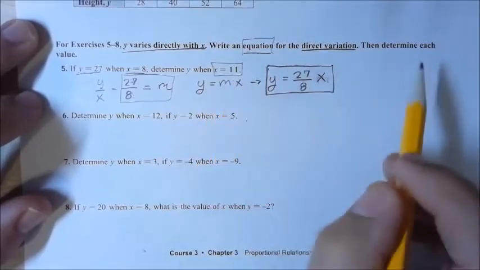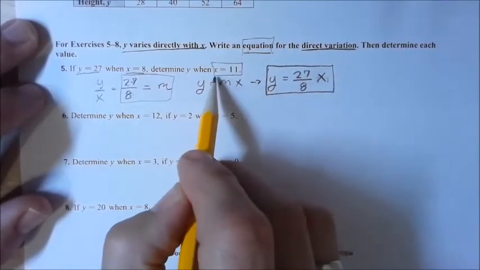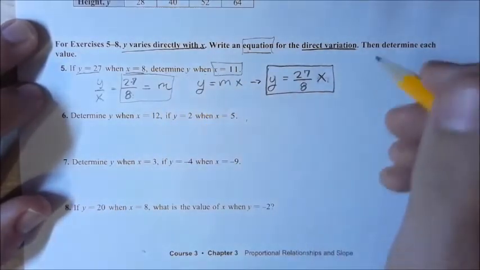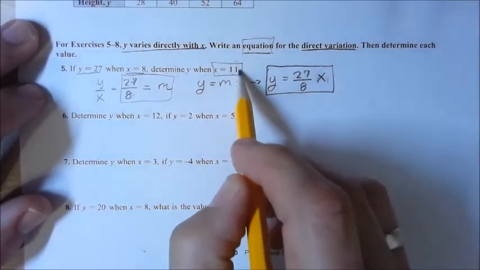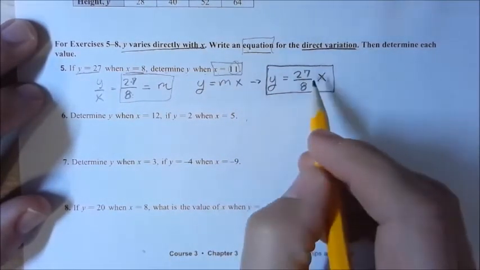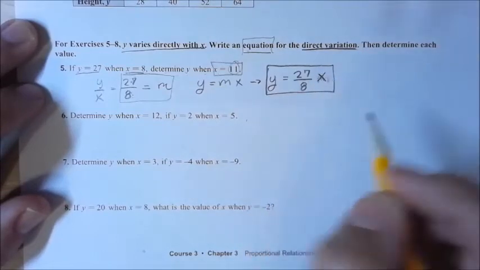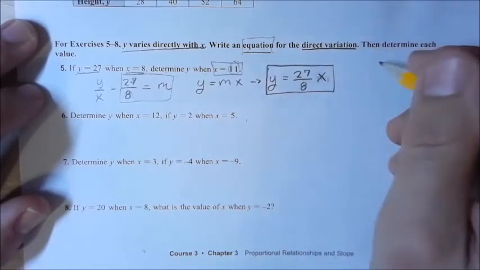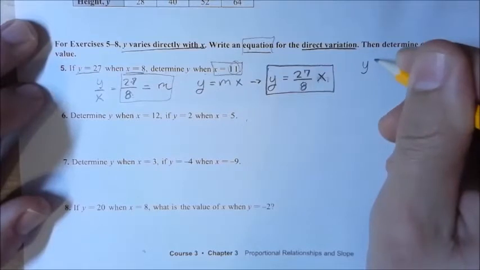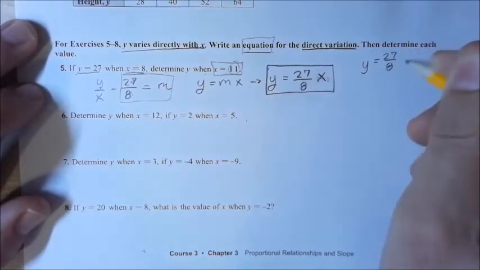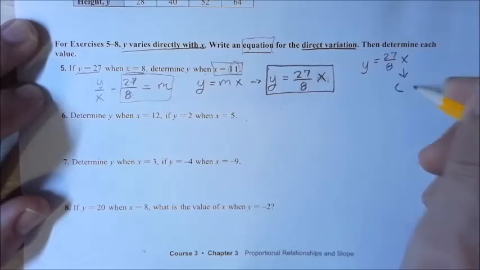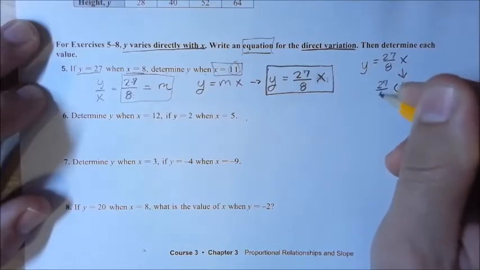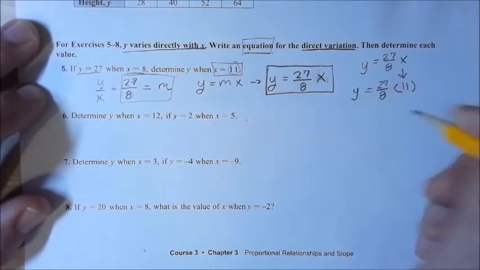Now the next part tells us to then determine each value. The value it wants us to determine is y when x is equal to 11. So if we want to do that, we're simply going to plug in our x value of 11 in place of this x. And I had told you last week that we would be starting to plug in numbers. I even worked one problem where we did plug one in to give you an idea of what we're heading towards. So let's go ahead and do that. My equation is y equals 27 over 8 times x. For my x, I'm going to plug in the number 11, because that's what it's telling me my x value is. So I have 27 over 8 times 11 is equal to y.